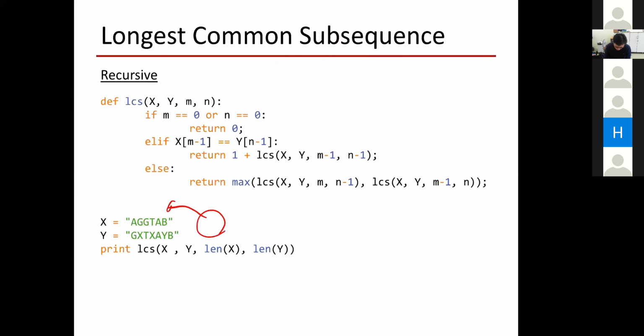This is what I just used in the previous lectures. If the last element matches, then increment by 1 and keep repeating LCS with a decrement in the size of both. If not, I decrement by 1 and keep looking for LCS, right?